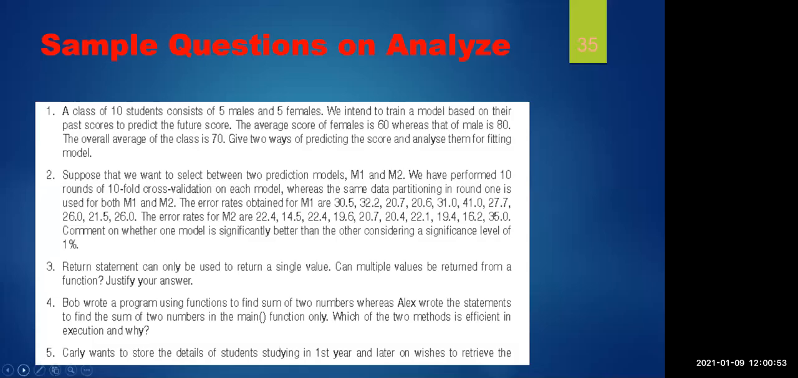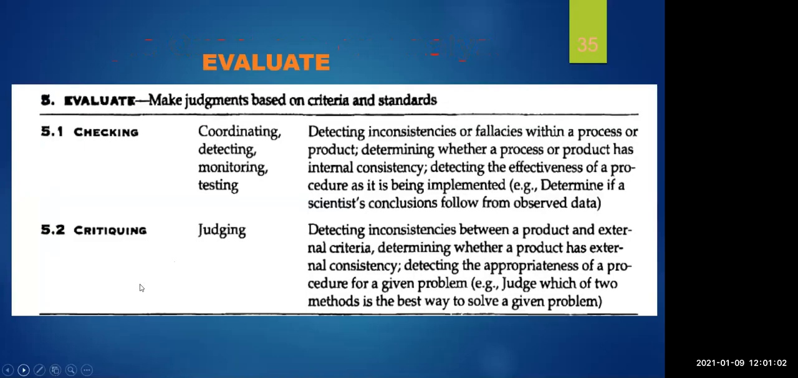So that is what we call analysis point of view questions that we have to set. And the last, the fifth one, is the evaluation point of view. Here we do checking and critiquing, making judgments based on criteria and standards. We give the students a set of results and they have to analyze it. For example, we check a thesis as PhD guides, right? We detect what standard they are following, whether as per the literature they are getting the output, and we check whether the knowledge they present is correct or not.